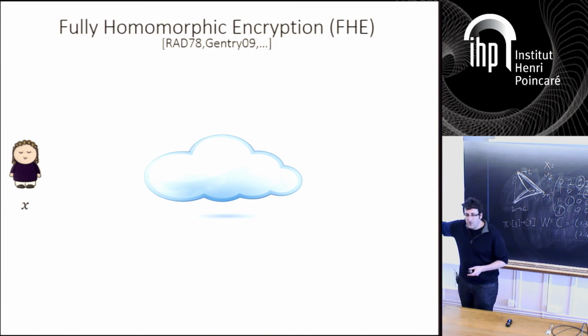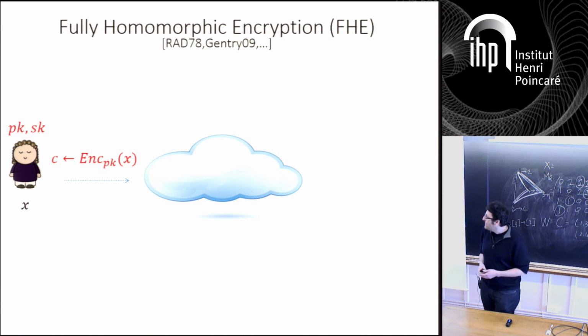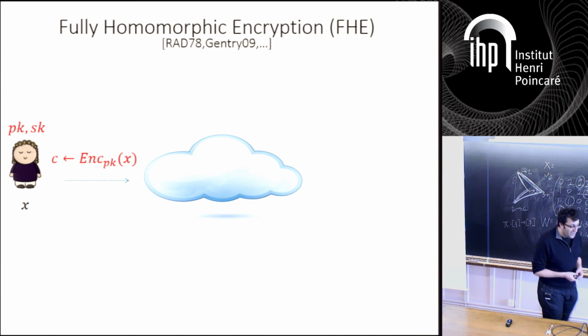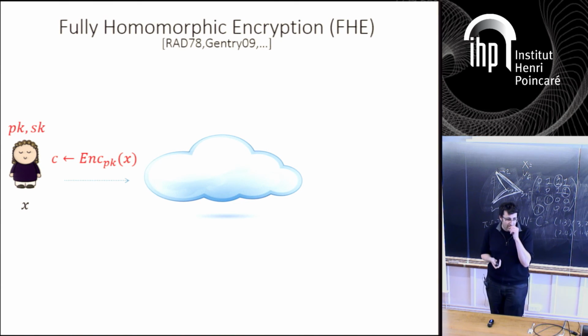And the idea is we have some user. The user has some data X. And the user wants to store this data on the cloud, but you don't trust the cloud. So the user will select some public key, secret key pair, and encrypt X with the public key, send the encryption of X to the cloud. So this is great. The cloud doesn't learn anything.